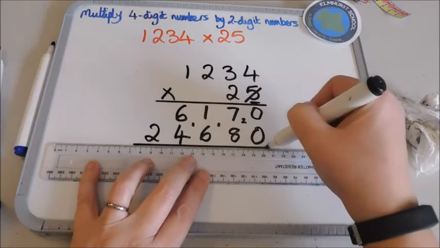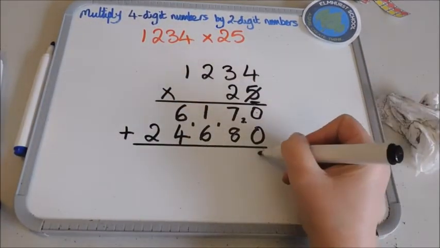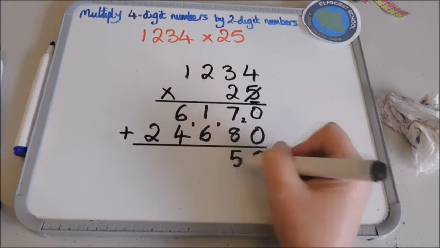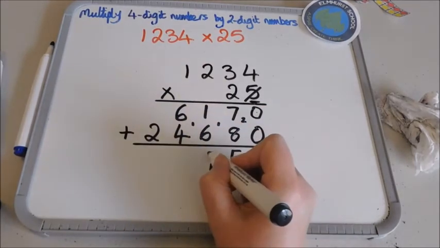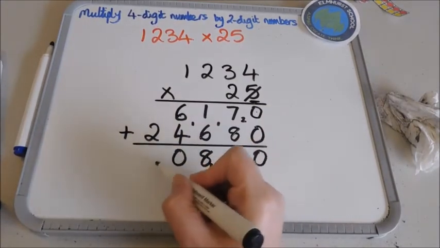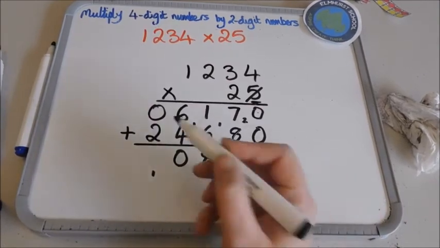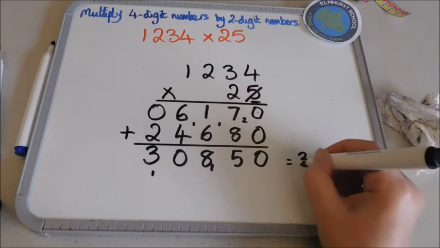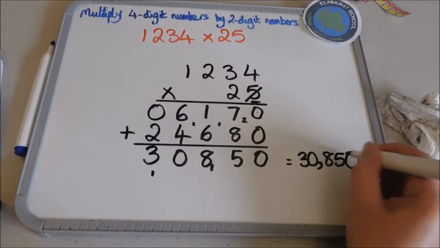As I'm finished, I'm going to draw a line and I'm going to add these up. Nothing add nothing is nothing. 7 add 8 is 15. 6 add 1 is 7, plus 1 is 8. 6 add 4 is 10. And 2 add nothing is 2, plus that one I carried is 3. So my answer is 30,850.